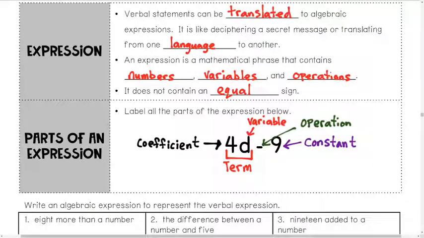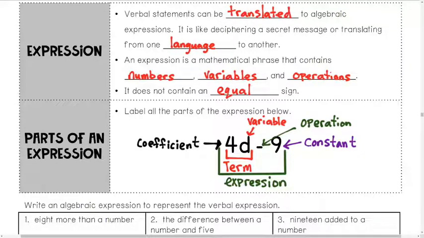Each problem will have terms in them. A term is separated by a plus or minus sign or an operation. So this operation right here separates the term 4d and the term 9. So this is also a term and a constant. They're just describing two different things. So we have this term here and that term there. If there's one operation, that means there are two terms. If there's two operations, that means there's three terms, and so forth. Now, the entire thing altogether, that would be called an expression. And that's because there is no equal sign.